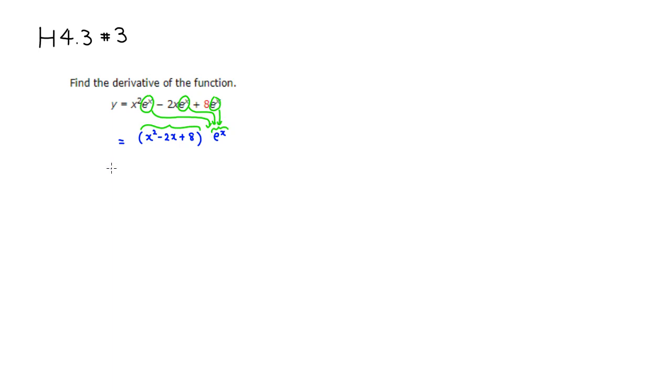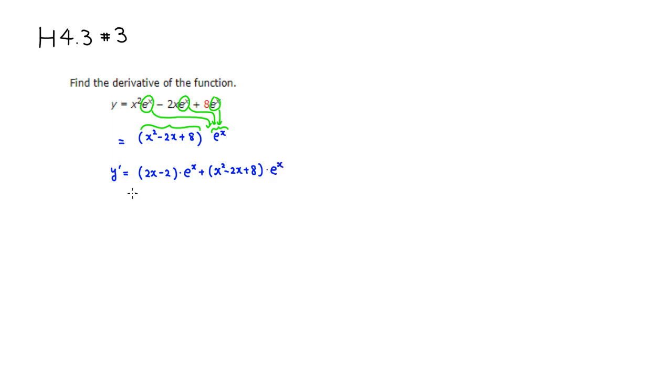derivative. So y prime is equal to the derivative of the first. The derivative of x squared is 2x, the derivative of negative 2x is negative 2, and the derivative of 8 is 0, times the second guy, so you have e to the x, plus the first guy, just copy that, x squared minus 2x plus 8. Then take the derivative of e to the x. Luckily, the derivative of e to the x is just e to the x.